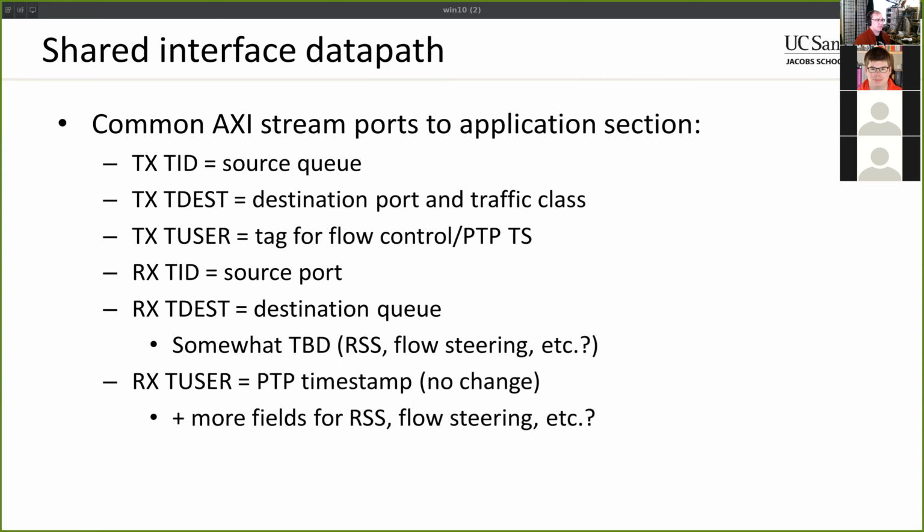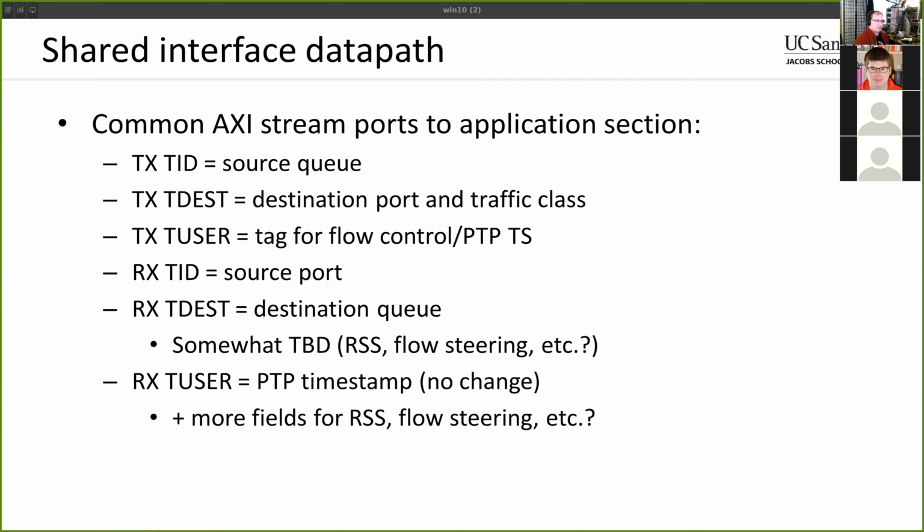And then in the RX direction, I'm thinking for TDEST, we're going to put the destination queue, and this is still somewhat TBD because after going through the application section, the packets will pass through the RSS module, which will compute the flow hash and potentially compute the destination queue. So I think if we put the destination queue in TDEST, we're also going to have some other bits that can tell the RSS module what to do.